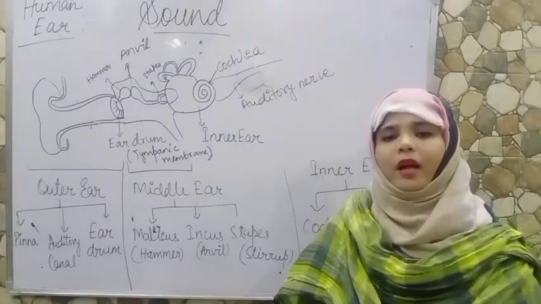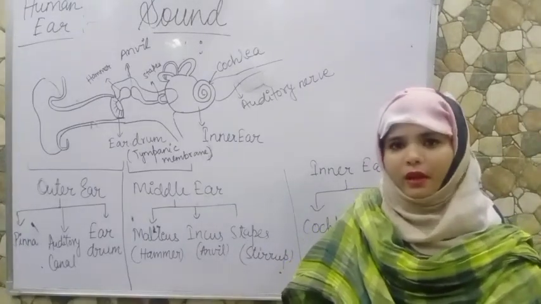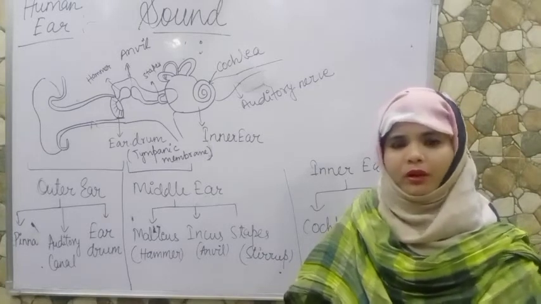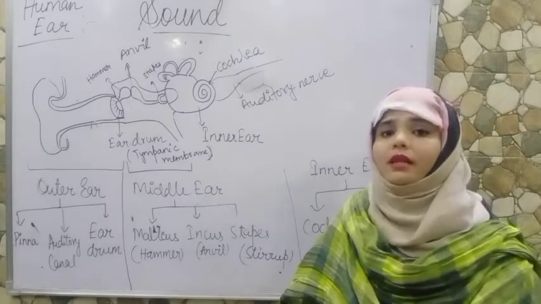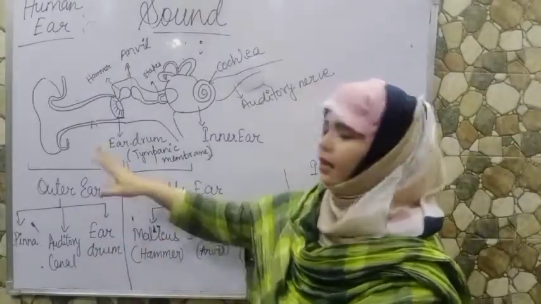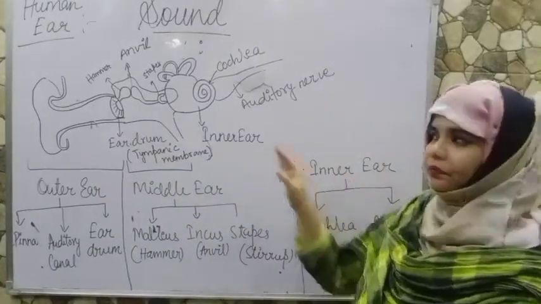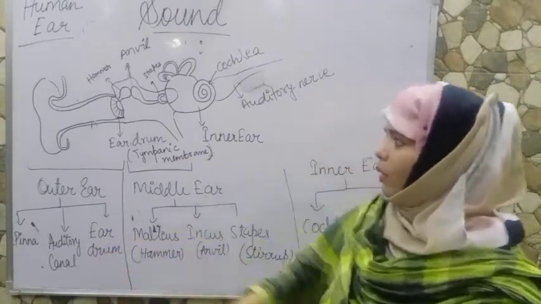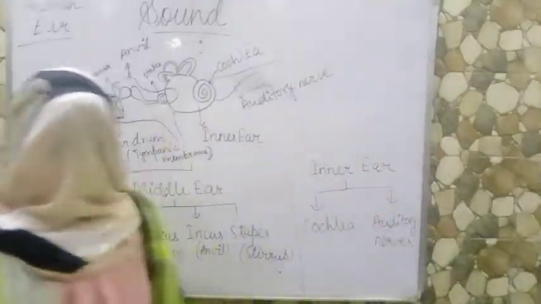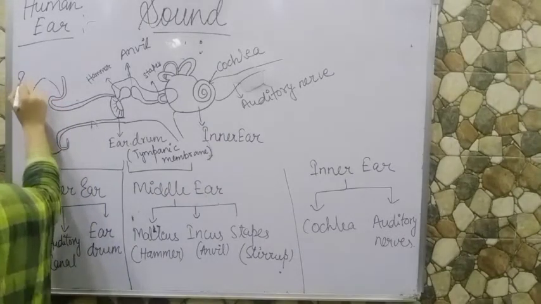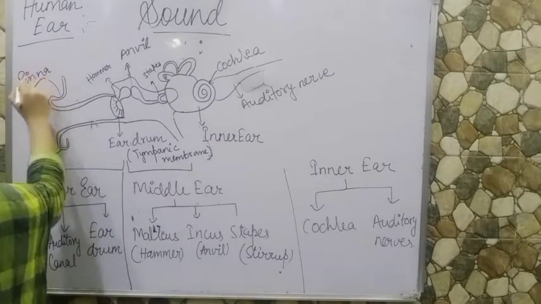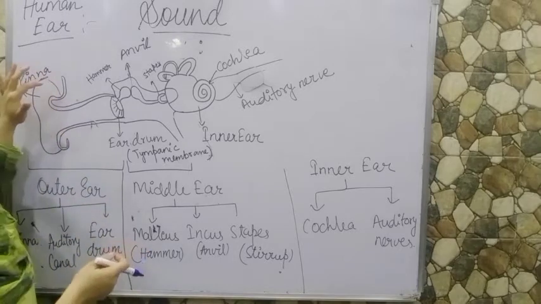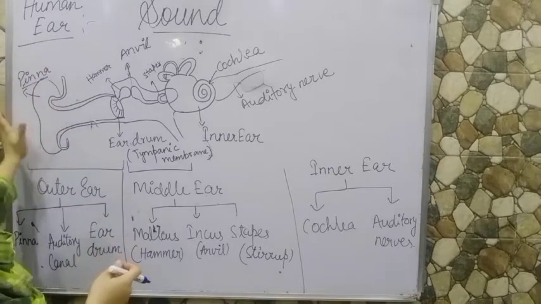Now let's see the design of the human ear and the functioning of the human ear. How do we hear sound? See, this is our ear. The ear has three parts: outer ear, middle ear and inner ear. Outer ear consists of pinna, auditory canal, eardrum. See, this is pinna. The ear you saw is pinna, the outer part.